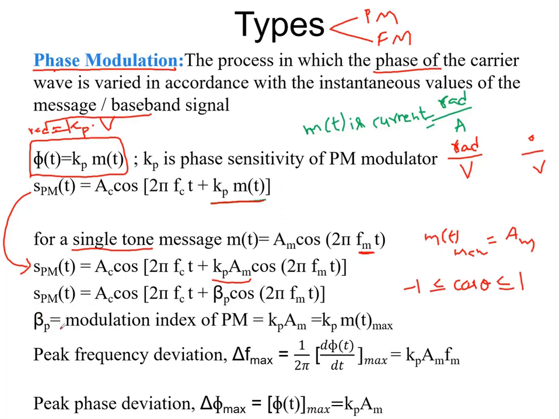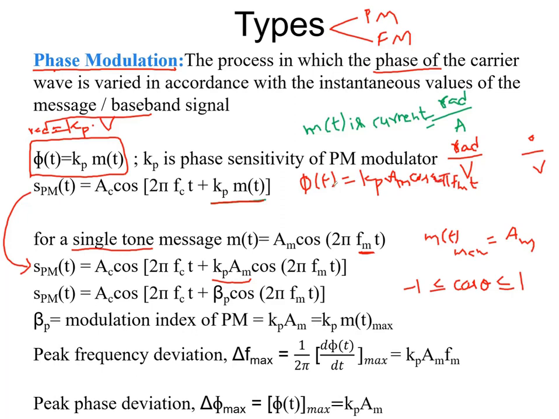Now if you want to calculate the peak frequency deviation here, that is simply equivalent to what? 1 upon 2 pi, change in phase, d phi by dt. If you do, obviously, phi t is this one, d phi by dt will become how much? For here, if you want to take phi t, it is kp times m of t. That's why your phi t you can write as kp times Am cos 2 pi fmt.